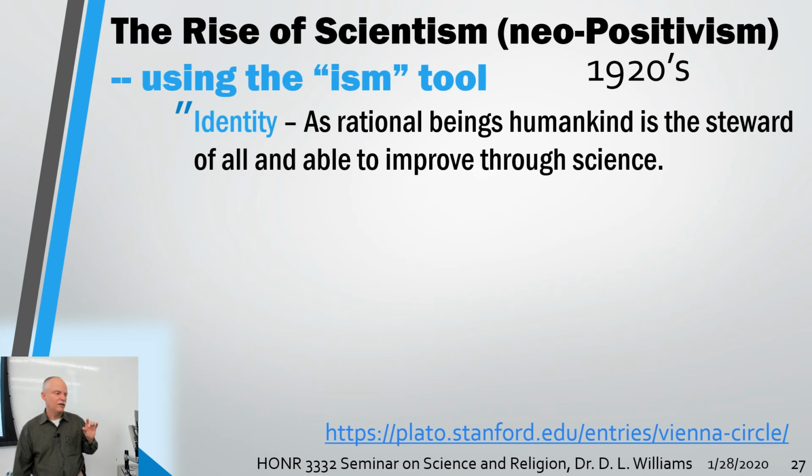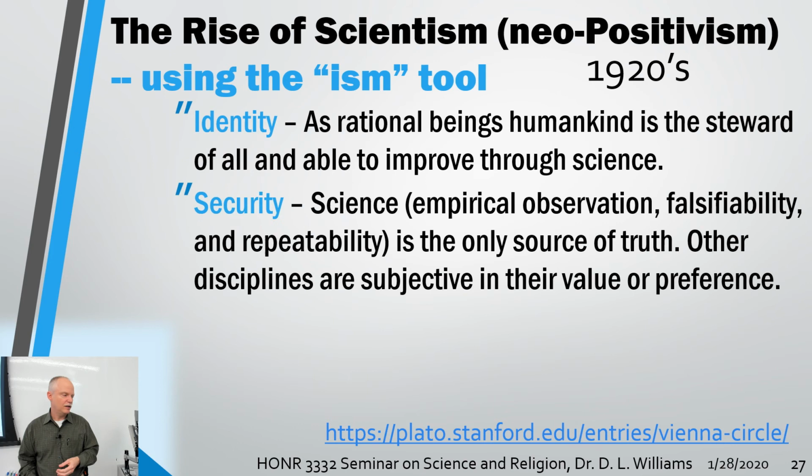So, identity for someone in this group: as rational beings, humankind is the steward of all and able to improve things through science. Okay? So science is a way to improve humanity and the environment and everything. I'm with you there. That sounds fine. Okay? Security: science, and they define it as things like empirical observation, falsifiability, and repeatability, is the only source of truth. Other disciplines are subjective in their value or preference. So like a philosophy or history or someone that's in one of those disciplines, their discipline would not be science if it's not observational, if it doesn't make falsifiable claims, and it's not repeatable.